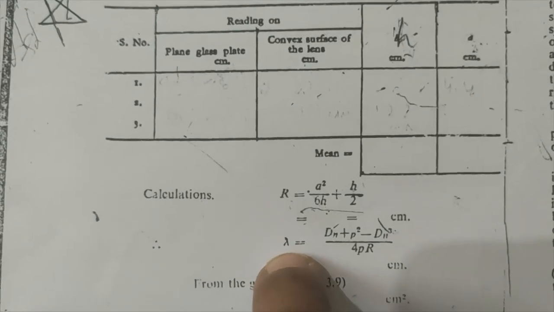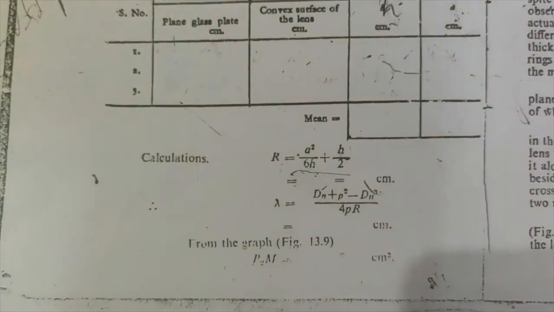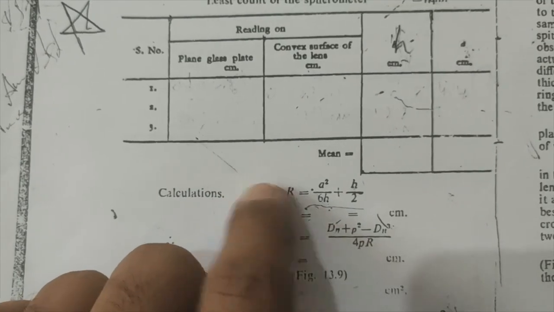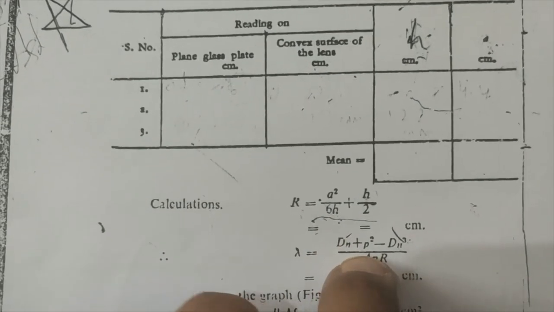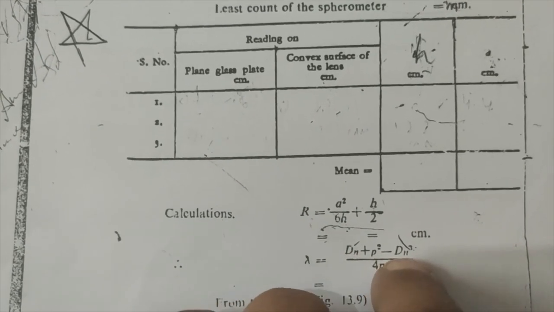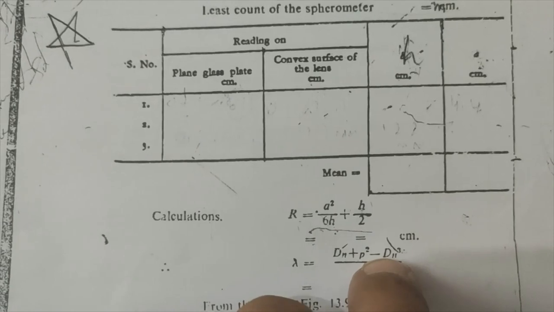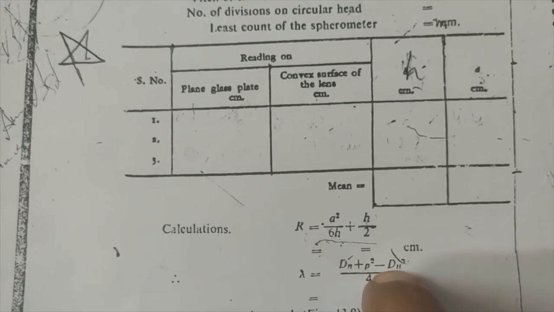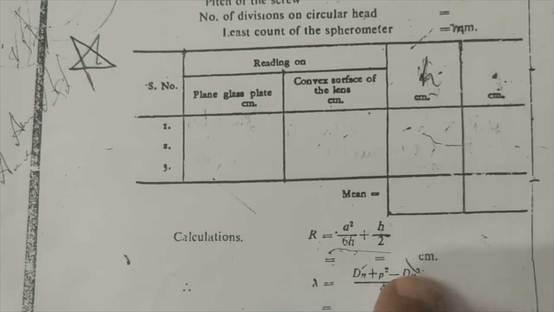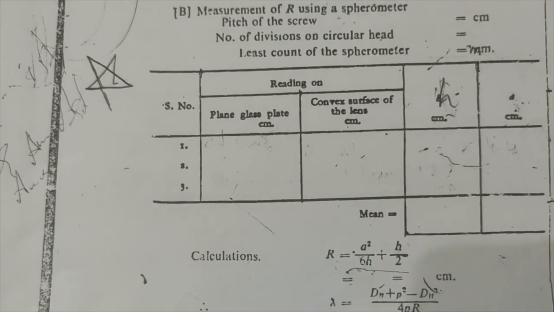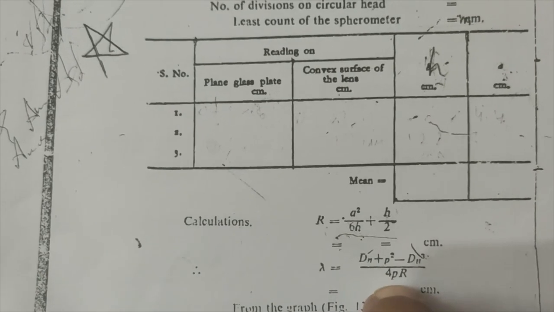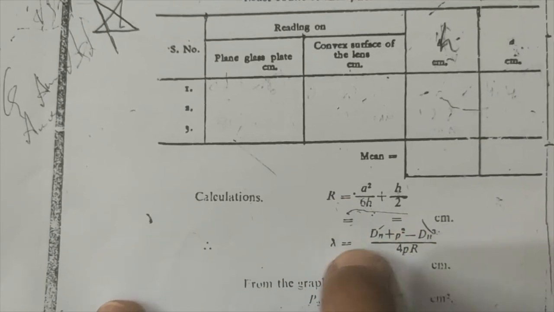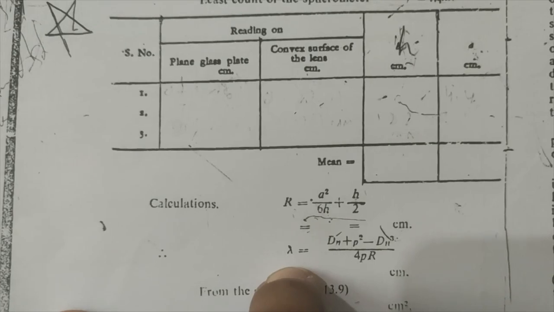And then this is the formula for the wavelength of the sodium light. I'm going to use R, which is the radius of curvature of the plano convex lens, and then Dn plus p squared minus Dn squared. Dn is the diameter of the nth Newton's ring, and D n plus p is the diameter of the n plus pth ring, squared, divided by 4 times p, where p is the difference of ring numbers n plus p and n. Using this, we can calculate the wavelength of the sodium light.